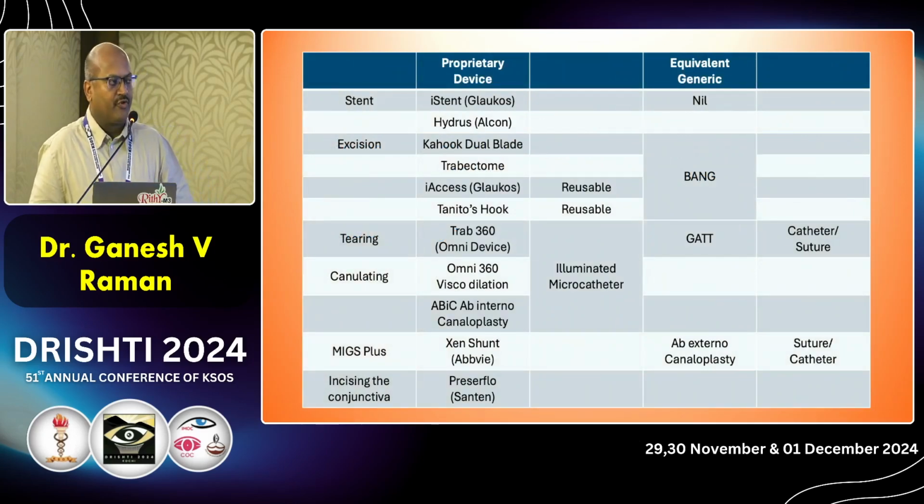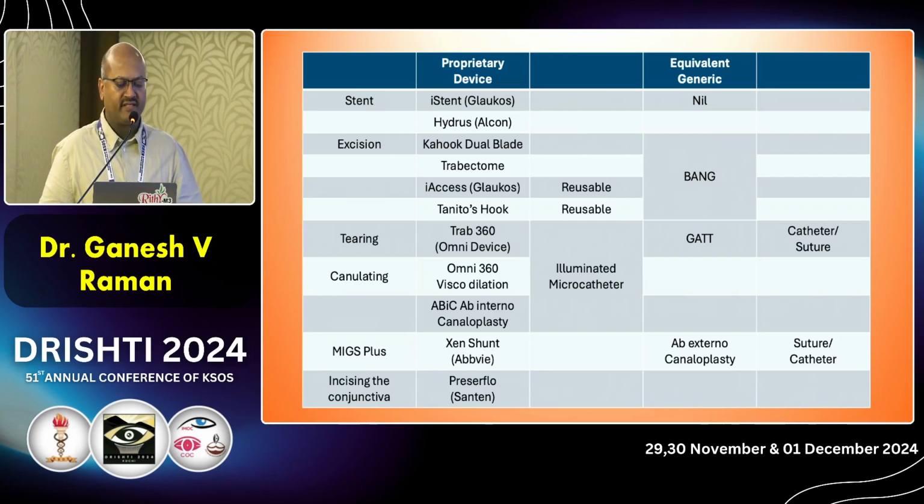So you have certain proprietary devices. You have the iStent by Glaukos, Hydrus by Alcon. No financial interest in any of these companies. And then for excision, you have the Kahook Dual Blade. Trabectome was a device which was being sold in India, but now it's been taken off. And then you have the Tenitos hook.